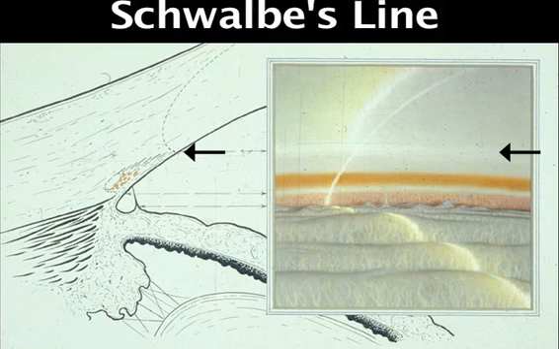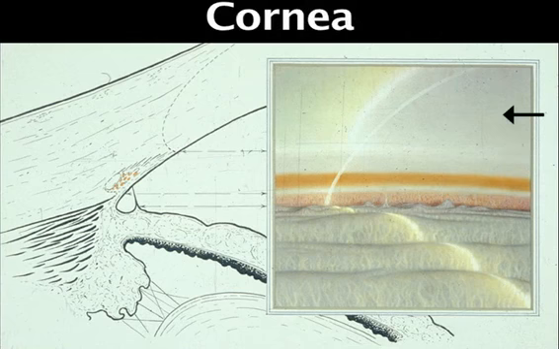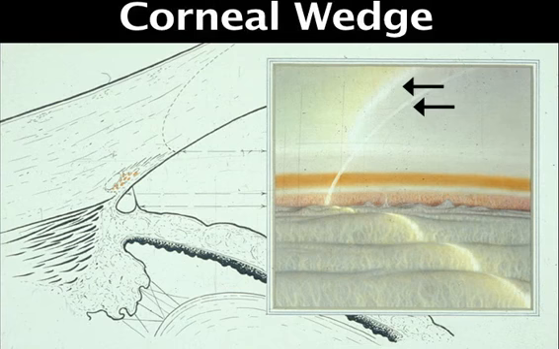And the next structure up is the cornea. We don't often use gonioscopy to evaluate the cornea. In this painting, you can see the corneal wedge.